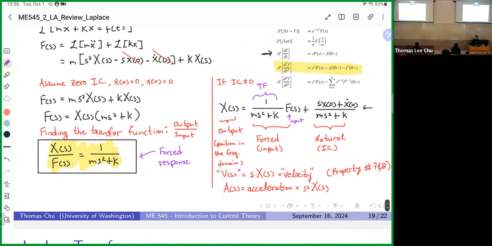So what if we don't have any forcing function, but we just give some initial conditions to the system and let it play? So then f of s would be 0. Then we only get this term. So the question was, if we don't have an input, then what would we get? We would just get the natural response only. F of s is equal to 0, and then x of s is equal to the natural response only.